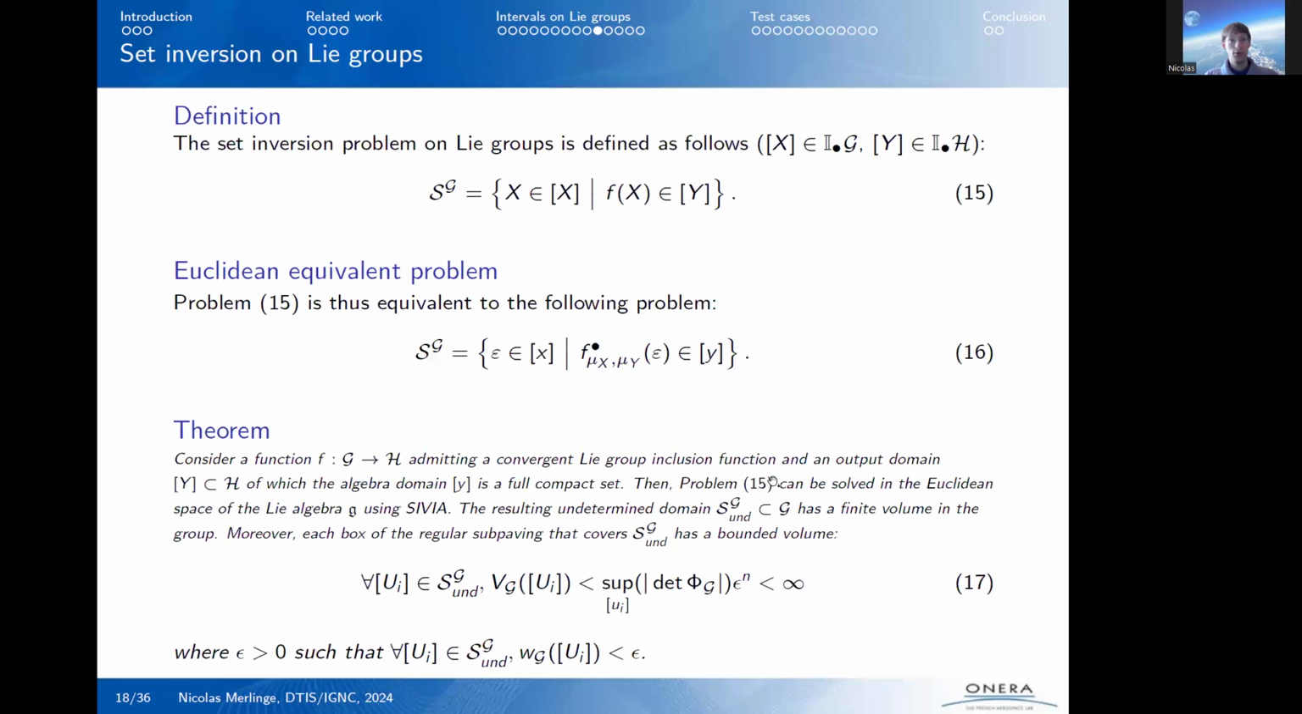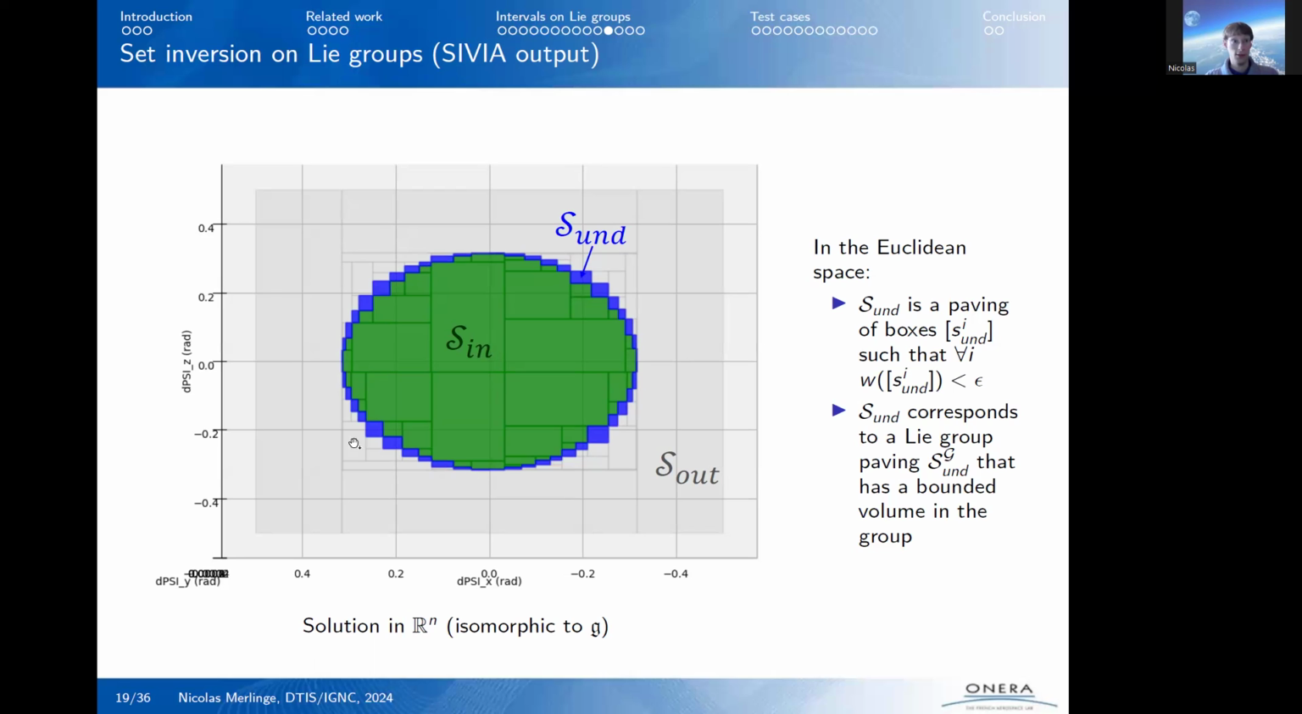And we can compute, it is equation 17, an upper bound for the volume of each Lie group box belonging to the Lie group undetermined subpaving, that is the projection from the Euclidean undetermined subpaving of the SIVIA output.